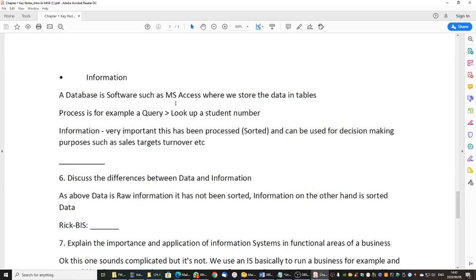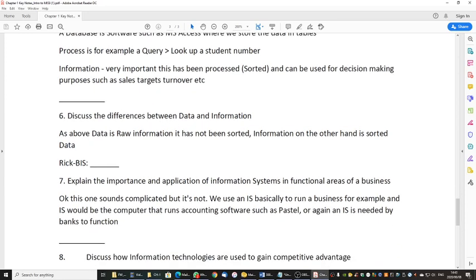An example is Microsoft Access, which we will begin in semester 2, and an example of a process is what we call a query, and at campus, for example, that could be for somebody in administration to look up a student number. Finally, we have information, and this, as I've stressed, is very important because it has been sorted. So once data is sorted, it becomes what we call processed information.